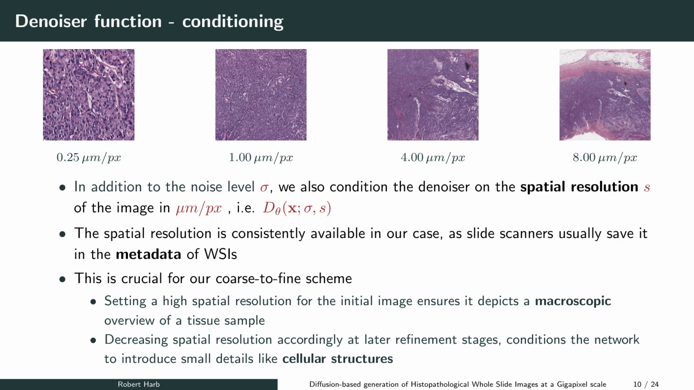It allows us to set a high spatial resolution when sampling the initial image, such that a macroscopic overview of tissue is generated. Furthermore, in later steps, we then decrease the spatial resolution such that the model introduces finer details such as cellular structures in the image.